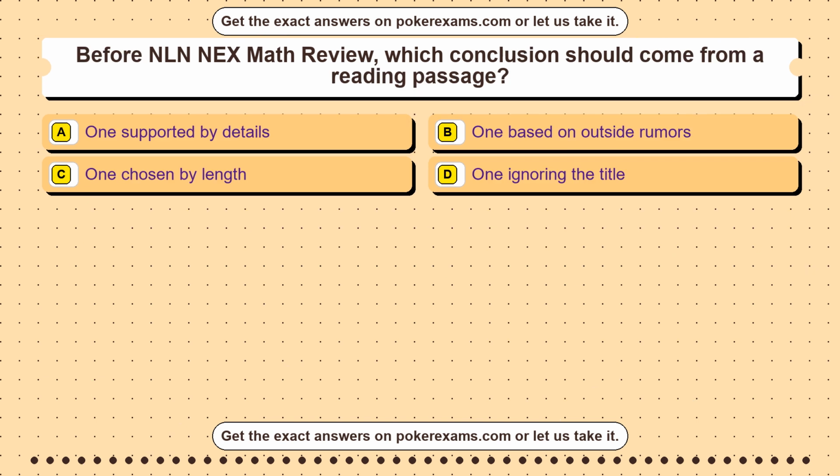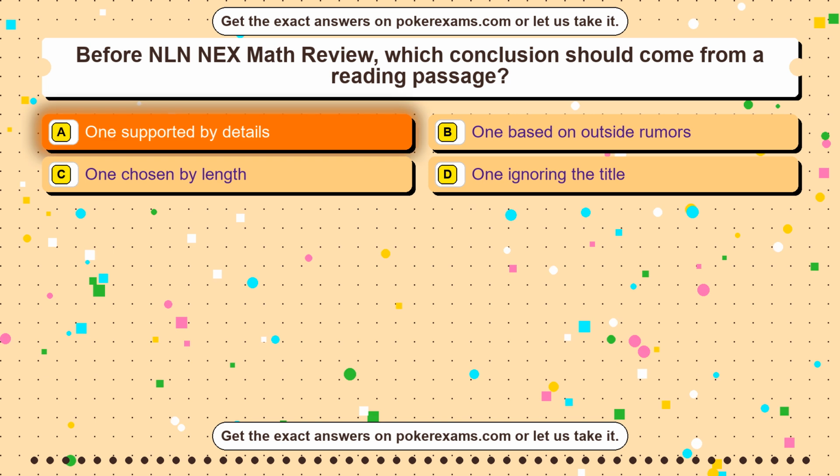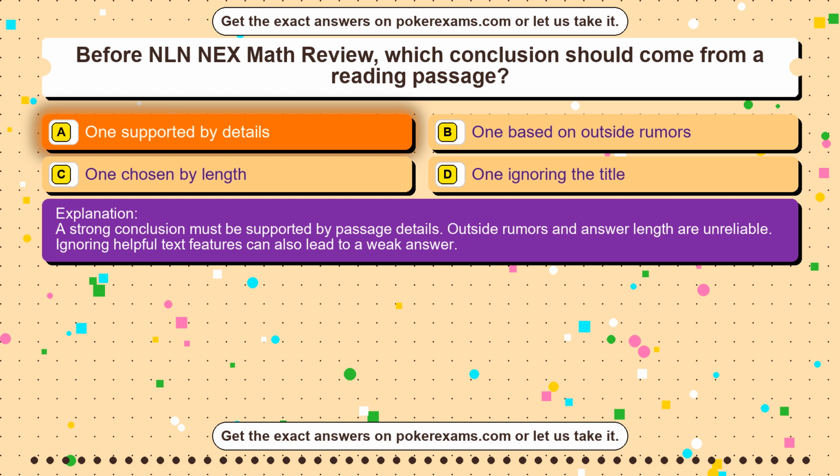Question 25. Before NLN NEX Math review, which conclusion should come from a reading passage? Option A. One supported by details. Option B. One based on outside rumors. Option C. One chosen by length. Option D. One ignoring the title. The correct answer is option A. One supported by details. A strong conclusion must be supported by passage details. Outside rumors and answer length are unreliable. Ignoring helpful text features can also lead to a weak answer.